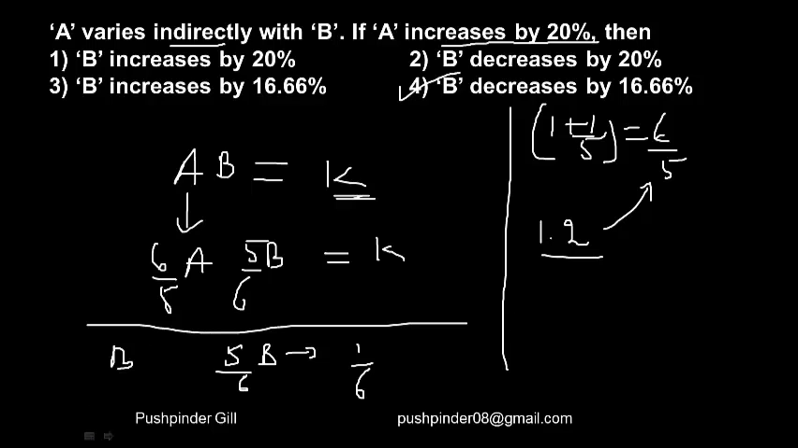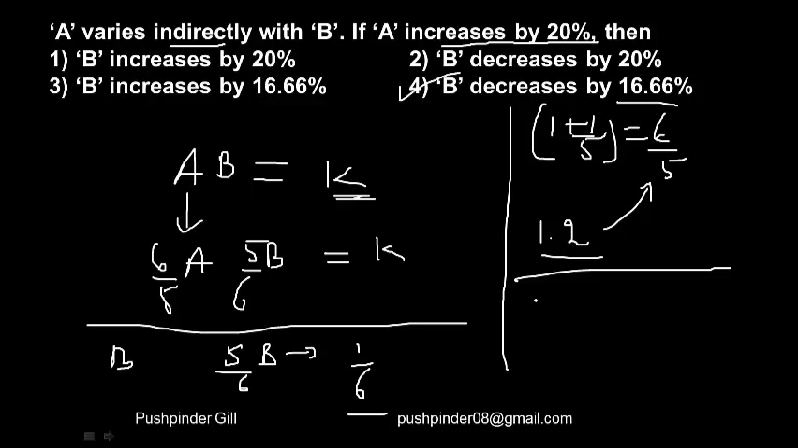So A into B, the product, is constant. A is getting multiplied by 6 by 5. B is supposed to get multiplied by 5 by 6. That means earlier it was B, now it is 5 by 6B. That means it must have reduced by 1 by 6. 1 by 6 means 16.66% decrease. Fine. So you can get this question easily.